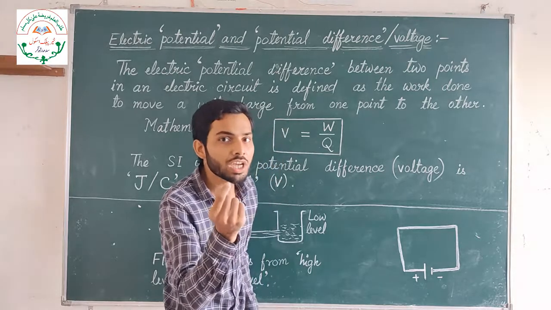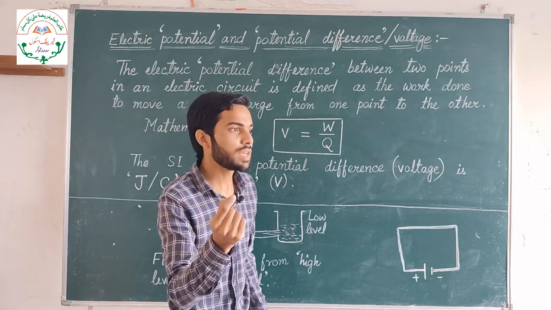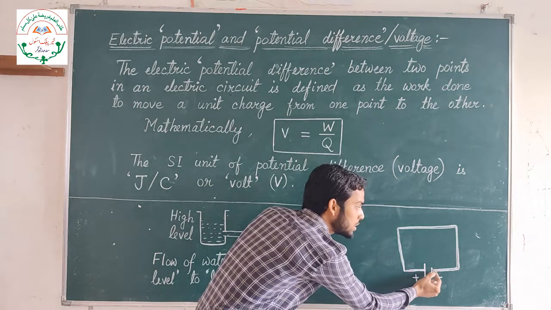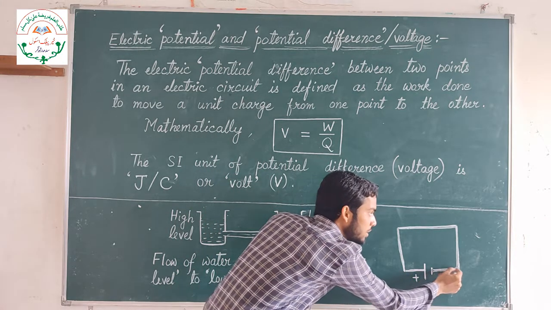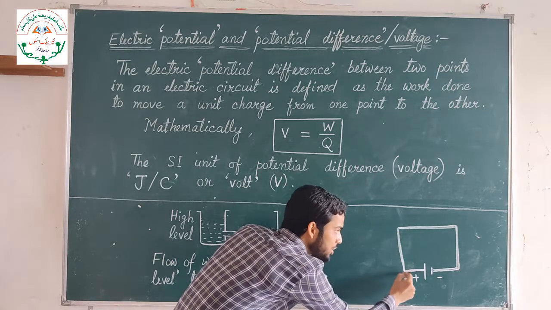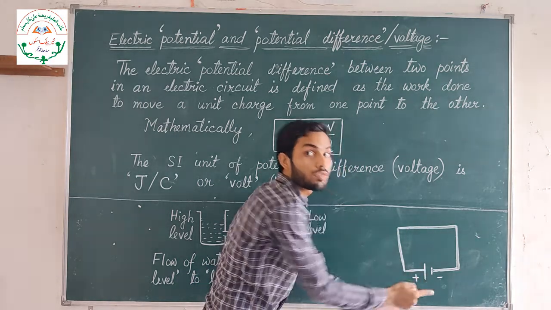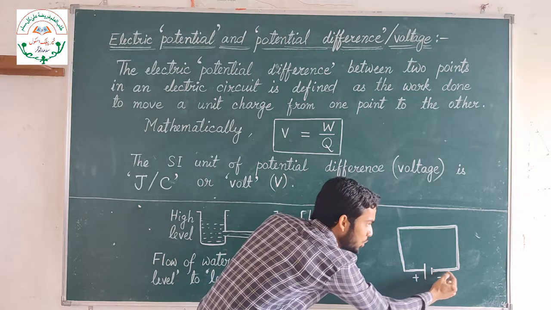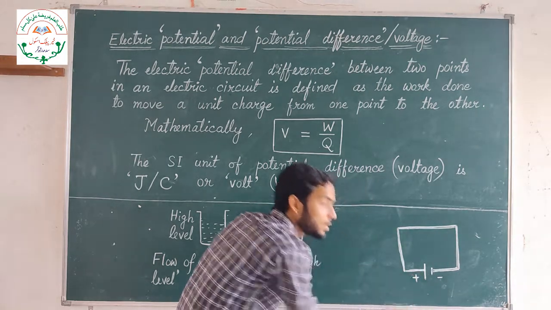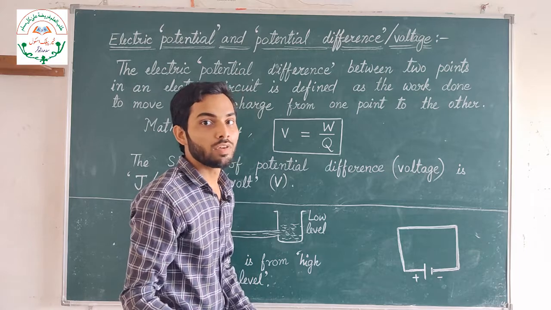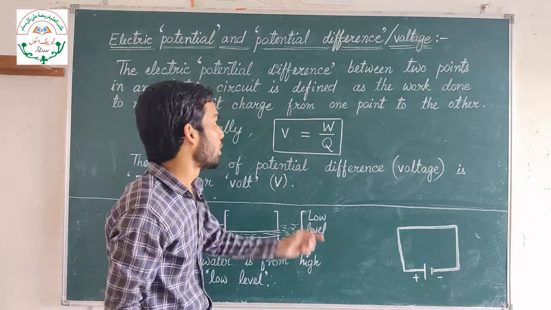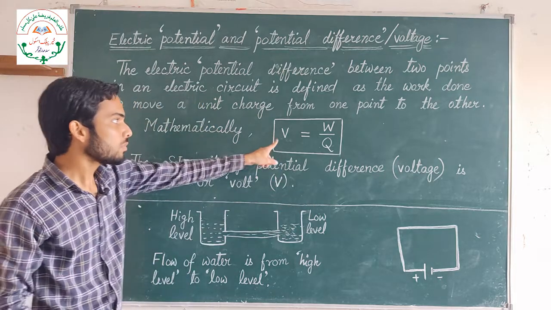So a unit charge means 1 coulomb of charge. When 1 coulomb of charge moves from this point and reaches this point, the work done in moving that 1 coulomb of charge from this point to this point will be known as the potential difference between the 2 points. Okay, so the formula is given here.